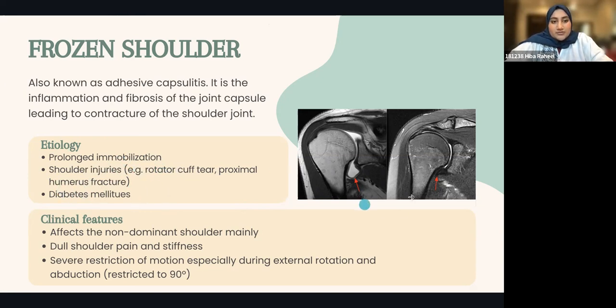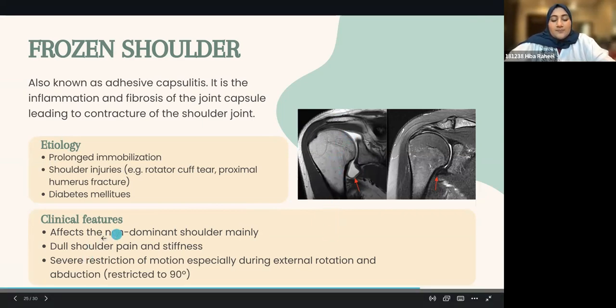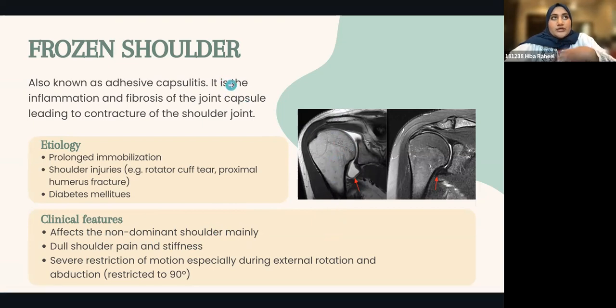Diabetes mellitus can also lead to inflammation. Just remember, diabetes is a chronic inflammatory process. They have more sugar in the body, less insulin. That can also lead to chronic infections and inflammation, and it can lead to frozen shoulder. It affects the non-dominant shoulder mainly, which is a very big clue into the reason why we get frozen shoulder, because the non-dominant shoulder, you won't use it as much, right? It's the dominant shoulder that you use a lot.